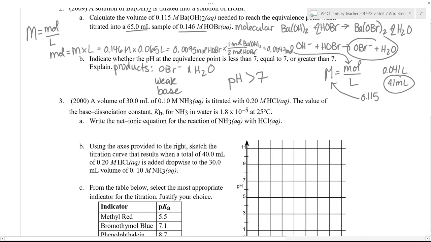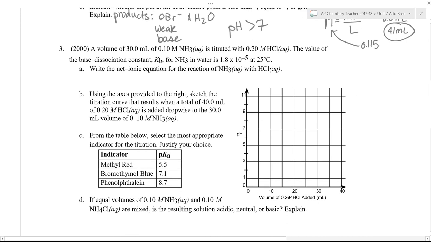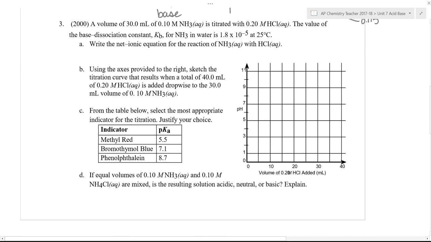If we look down here at problem 3, we are looking at a weak base strong acid titration. So remember, the weak base strong acid titrations are the ones that don't really follow our double displacement pattern. They look more like a combination reaction. So your weak base is just going to be a hydrogen taker, and it's going to grab that hydrogen and form the conjugate acid. And then part B asks us to sketch the titration curve. And notice how it says from 2000. This is from an old AP exam.